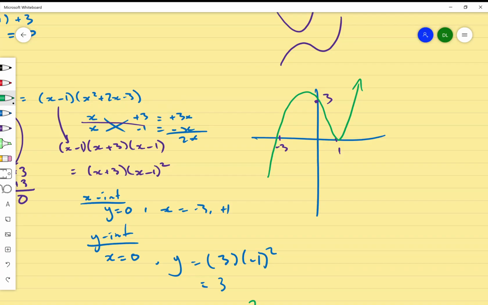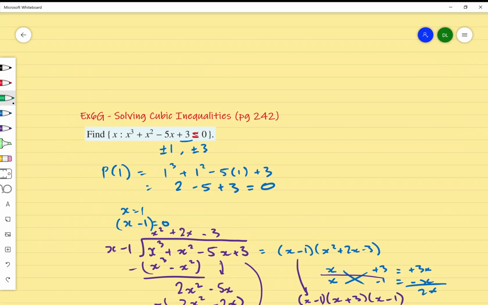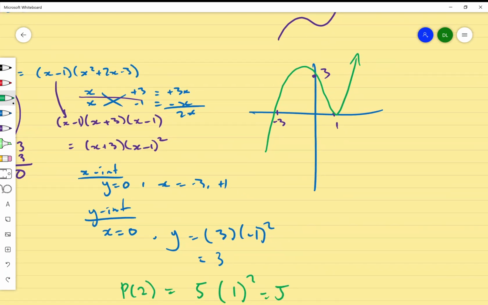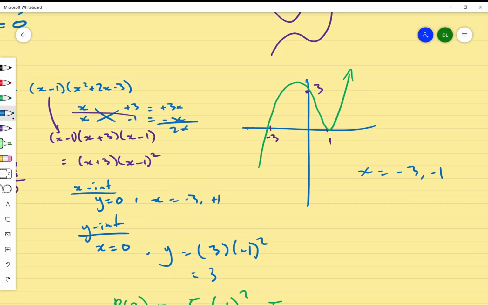No? Okay, so let's go back to the original question. It wasn't graph it or solve it. It said find when that equation is less than or equal to 0. When is this graph, let's start with, when is that graph equal to 0? When x is negative 3 and negative 1. When is this graph less than 0? When does it have a negative y value?